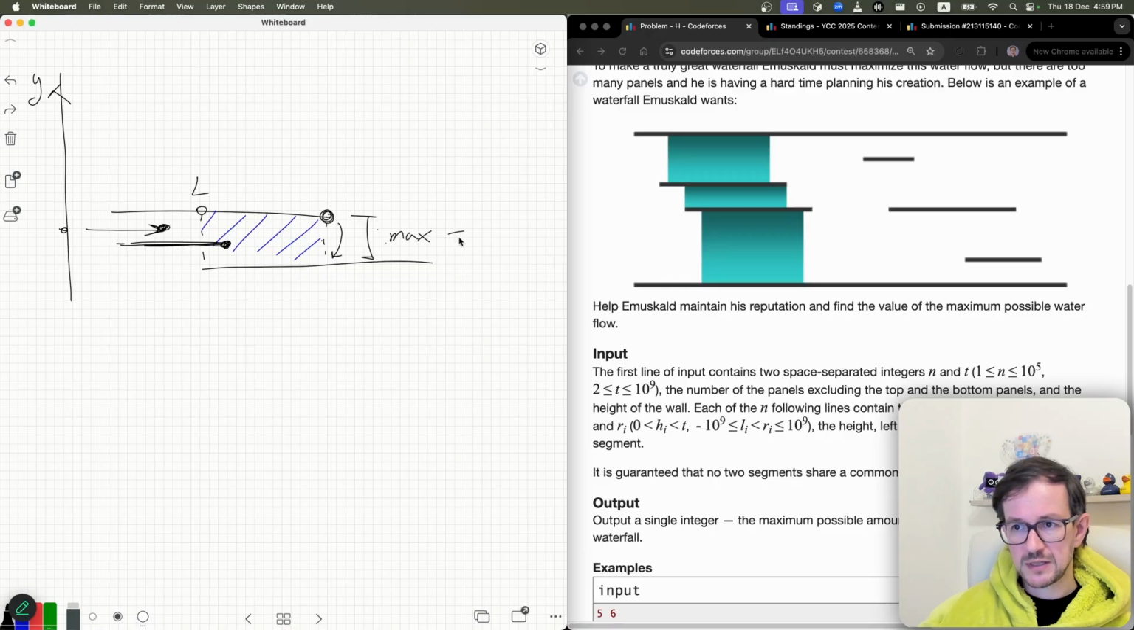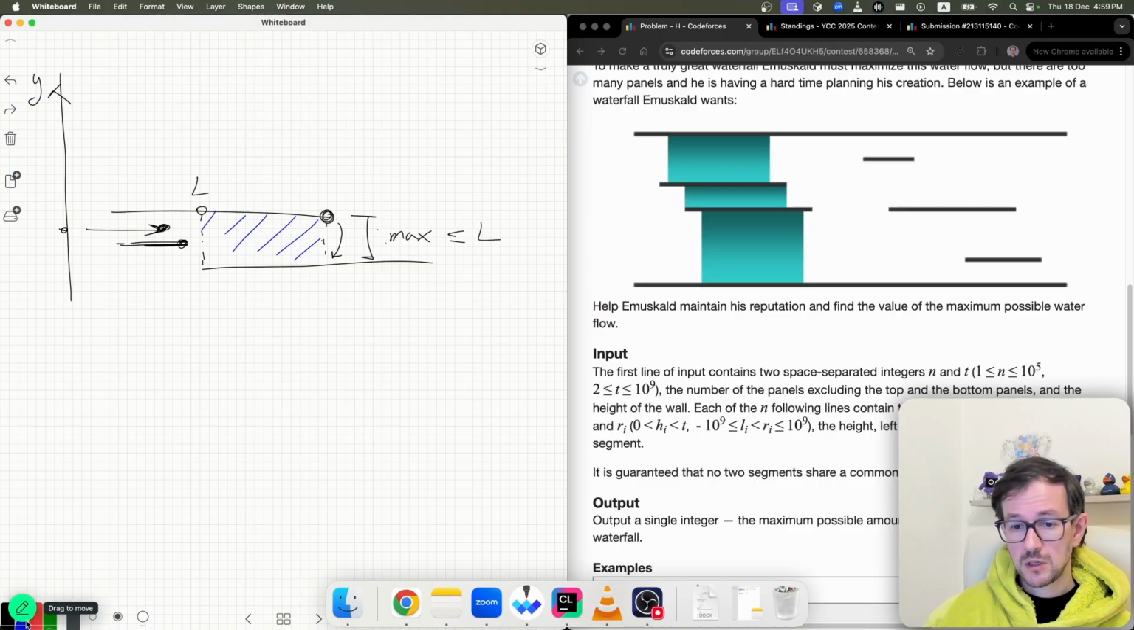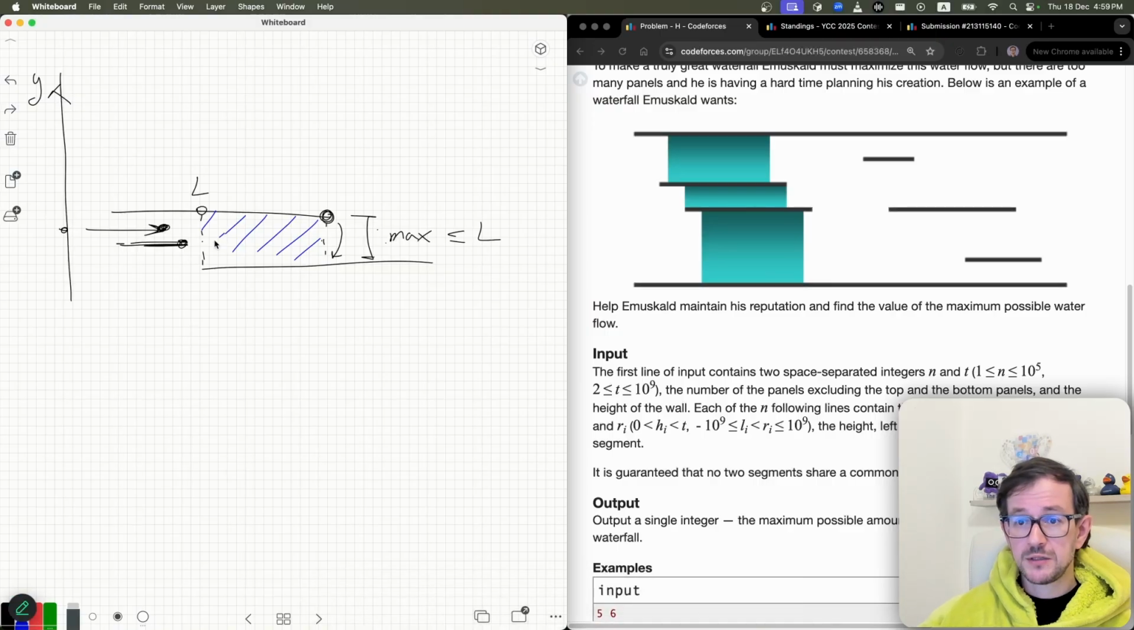So I just need to check that the maximum on this segment is less or equal than L. If it is less or equal than L, it means all these segments are below this L. So this rectangle is empty. Okay, so that's how I did this.